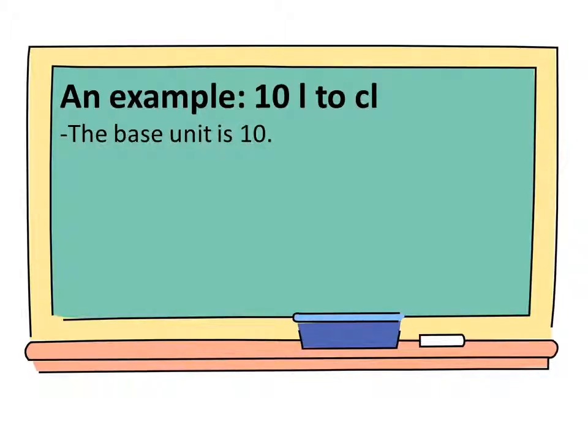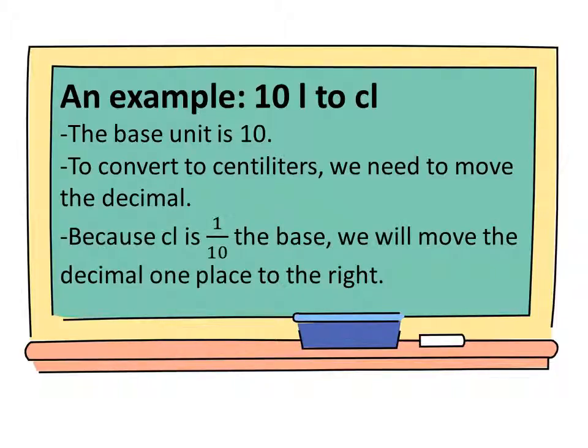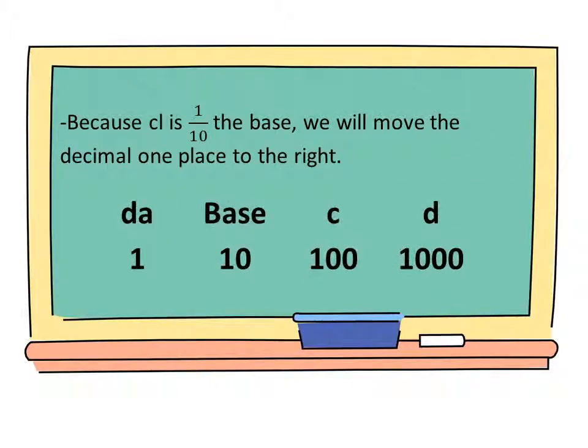The base unit for this example is 10. To convert to centiliters, we need to move the decimal. Because centiliters is 1/10 the base, we will move the decimal 1 place to the right. On the chart at the bottom of your screen, you can see the move from the base to centiliters, 10 to 100.